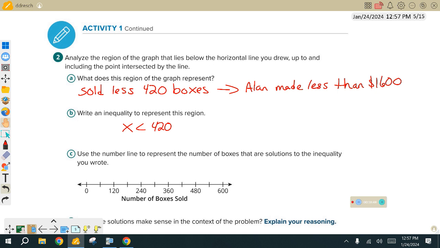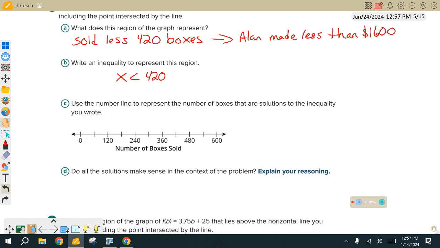Okay? So what does that look like on our number line? Did we review that a little bit yesterday? Is that open or closed at 420? Open. Yeah, we didn't say equal to. We said just less than. So less than is open, and which way do we shade that? Left or right? So if we shade all this to the left of 420, Alan's not going on the camping trip.